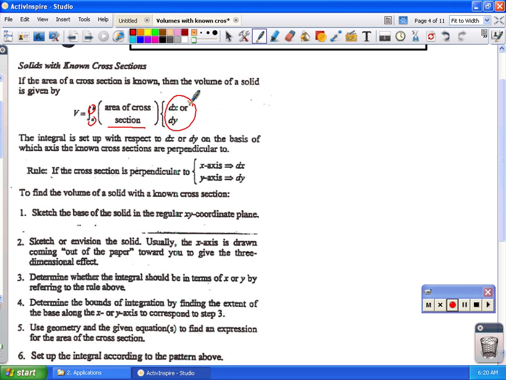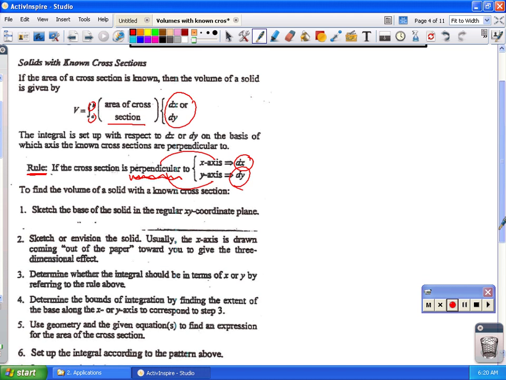Now, this is very important right here. Rule: if the cross section, and they will tell you this in the problem, is perpendicular, this is the key word, perpendicular to x, we're in terms of x. Perpendicular to y, we're in terms of y. So make sure you highlight that in your notes so that you know whether you're going to be in terms of x or in terms of y.